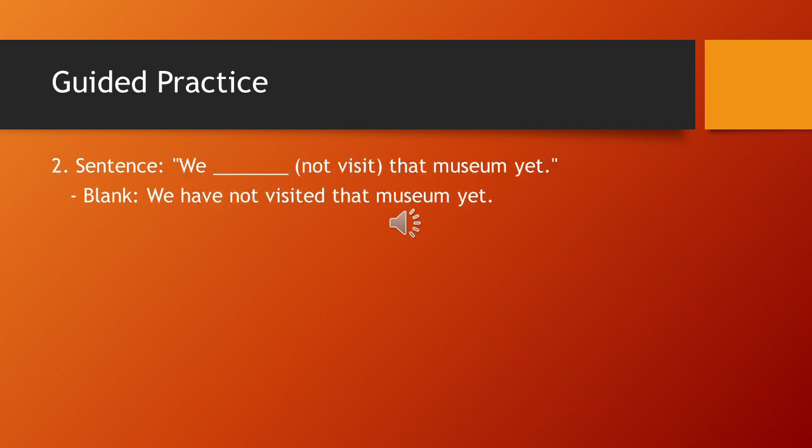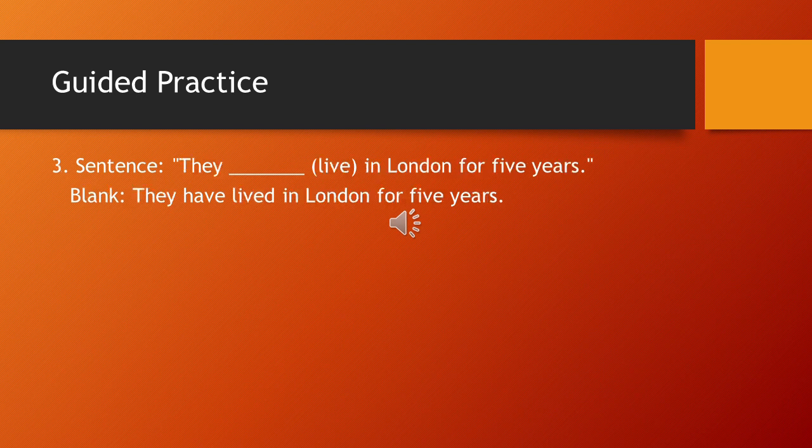Next one, we not visit that museum yet. So the sentence has to be, we have not visited that museum yet. Here, have not visited is used to express that the action of visiting the museum hasn't occurred up to the present moment. Another sentence, they blank live in London for 5 years. So the answer is, they have lived in London for 5 years. Have lived is used to indicate the duration of their stay in London up to the present moment.